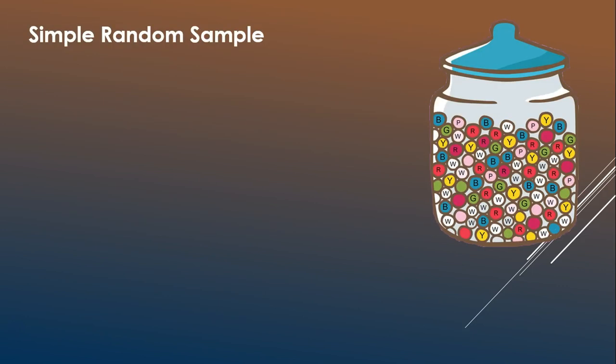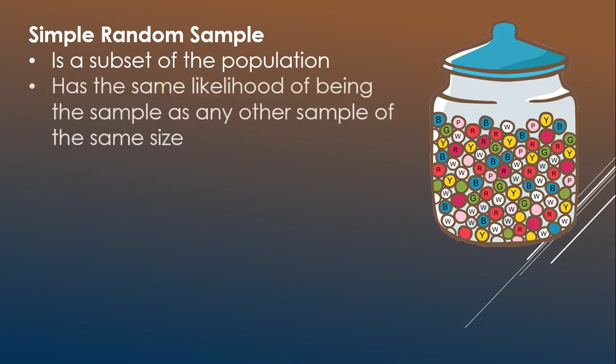Data is gathered about a population. So for example, our population could be the marbles in a jar, and maybe we want to know something about the colors of the marbles. Well, to do that, we'd want to look for a simple random sample of the marbles. A simple random sample is a subset of a population, so a certain number of marbles chosen from the jar could be a simple random sample.